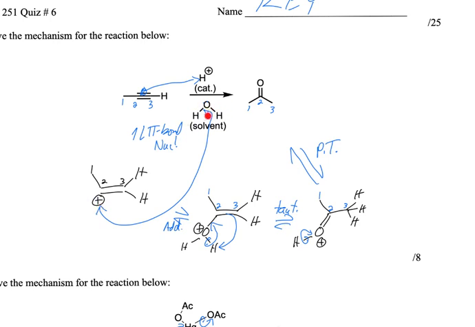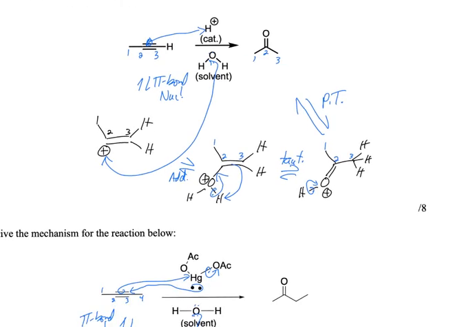Polar protic solvent reacts. All right, you get this, and it's going to immediately tautomerize, and you're going to get rid of the enol to the ketone. H plus falls off, proton transfer to regenerate the catalyst, final product ketone. Be sure to number your carbons.